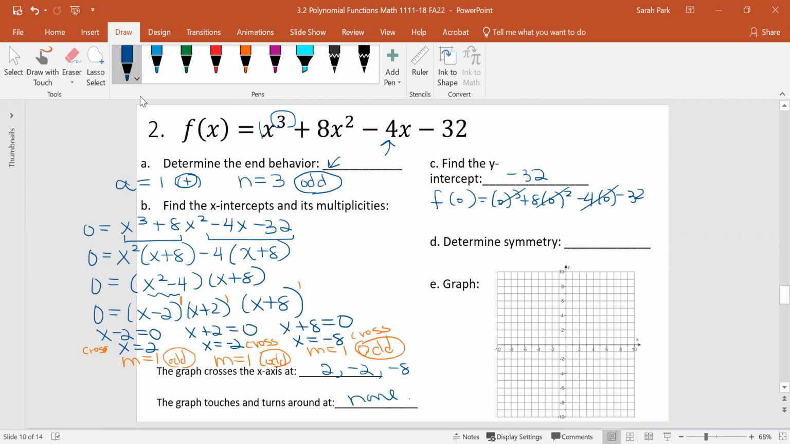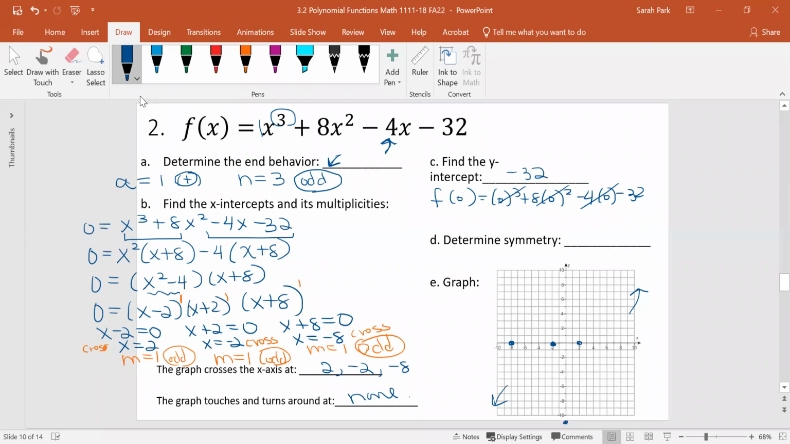So how we can graph this is first put in your arrows for your end behavior. So it goes down and up. And then we can put our x-intercepts. So it's at 2, negative 2, and negative 8. Our y-intercept, it's all the way down here. So I didn't give us enough space to put it. So I'm just going to put it all the way down here and say it's going to go way down at negative 32.